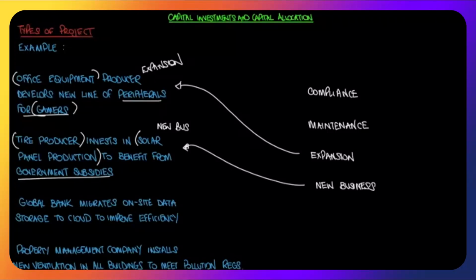Third one, global bank migrates on-site data storage to the cloud to improve efficiency. Nothing here that says they have to do that. Obviously, there are a lot of regulations and compliance concerns around data, but nothing here says they had to. Maintenance. Well, yeah, they're just trying to improve efficiency. I could go for maintenance. They're not expanding or going into a new business. That for me is maintenance.